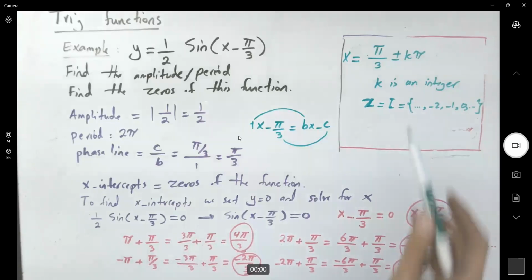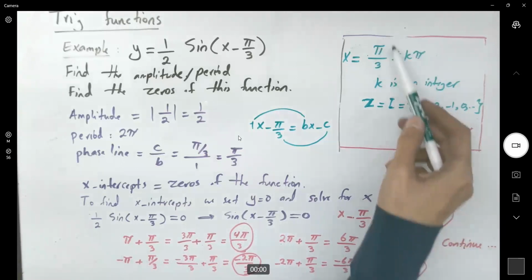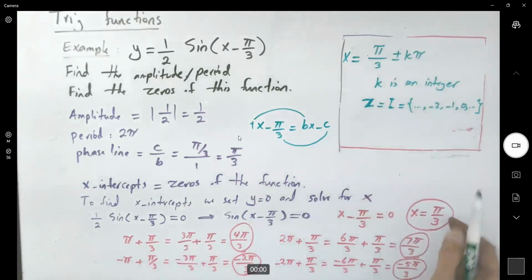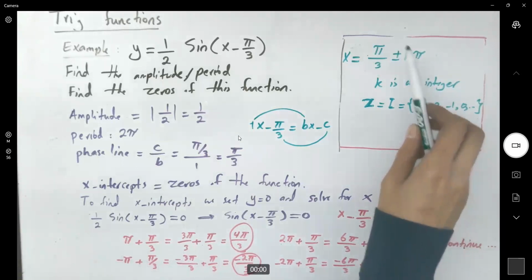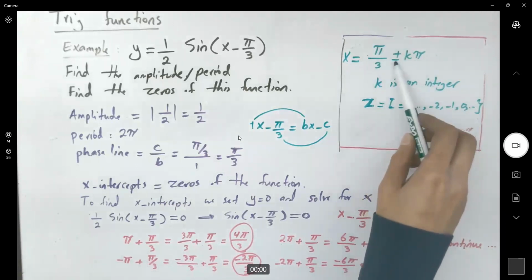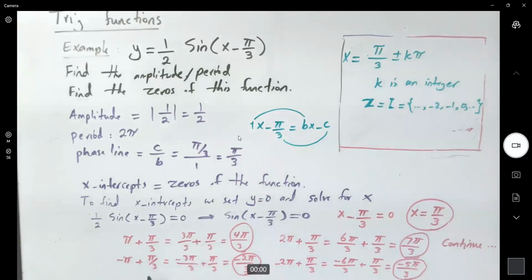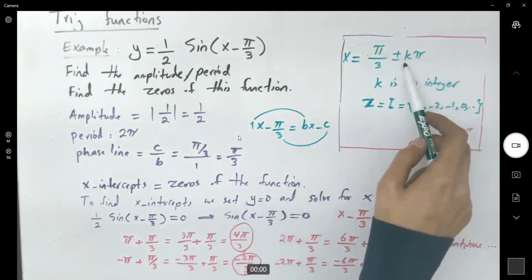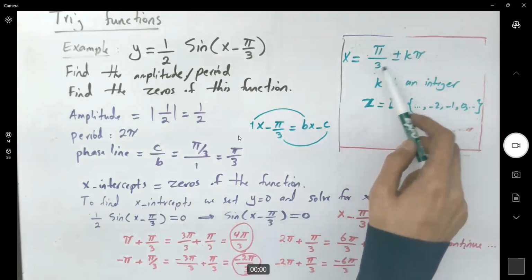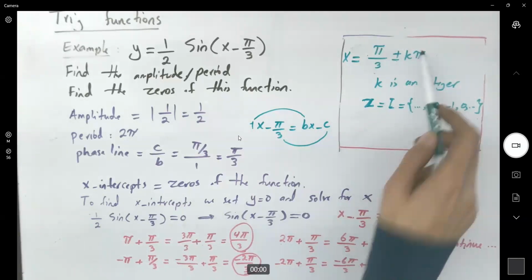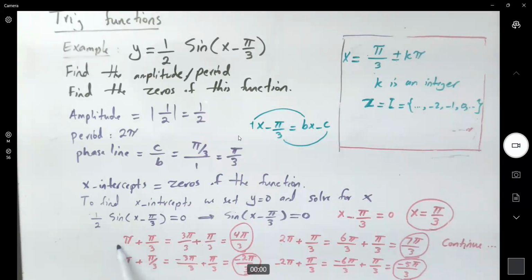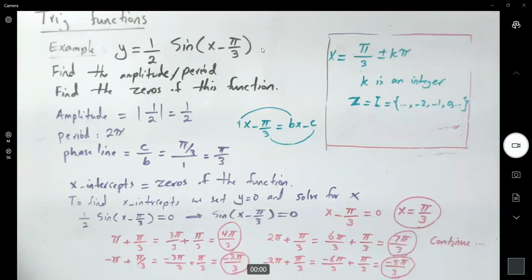If k is equal to 0, then you get pi over 3 back. If k is equal to 1, you get pi over 3 minus pi. If k is equal to -1, you get pi over 3 plus pi, and the rest of them. Perfect. Let us go over another example.